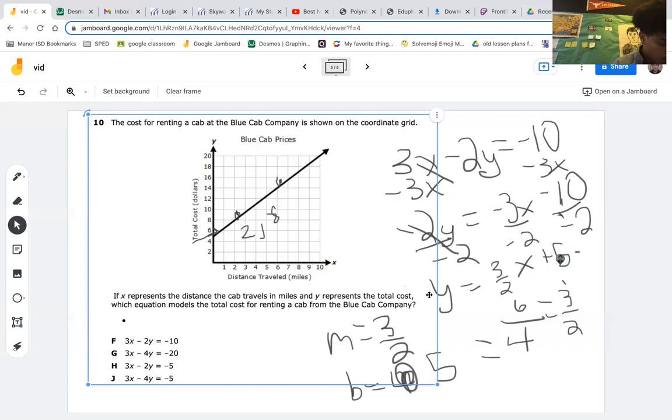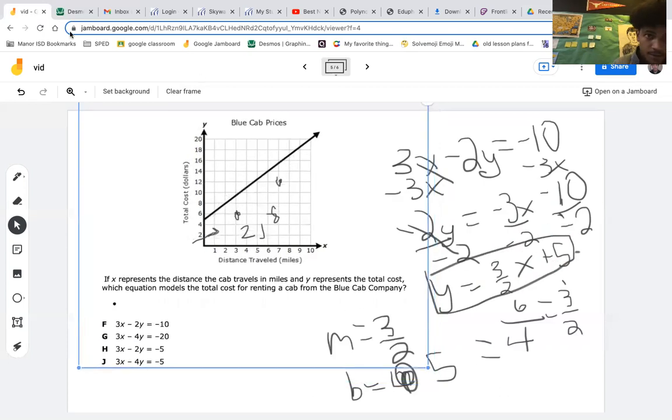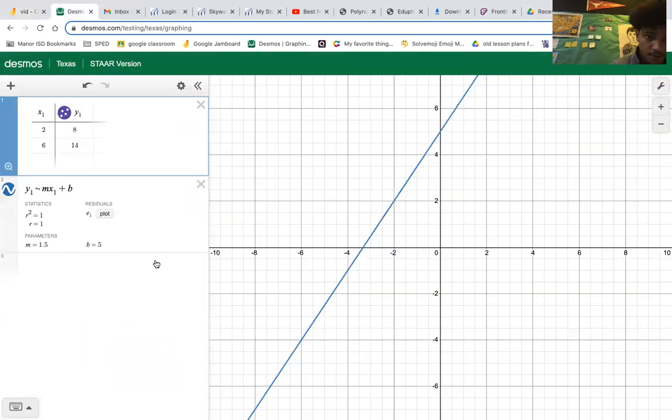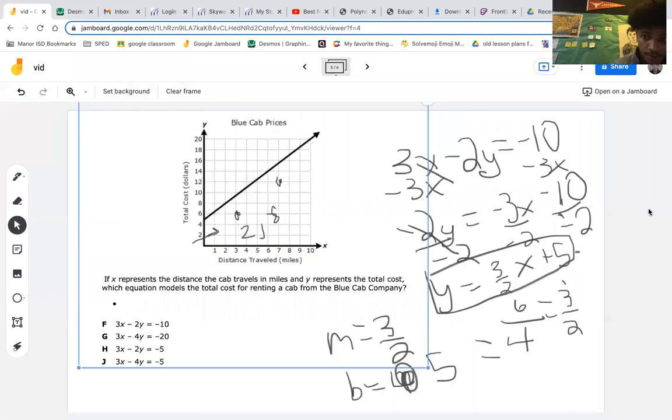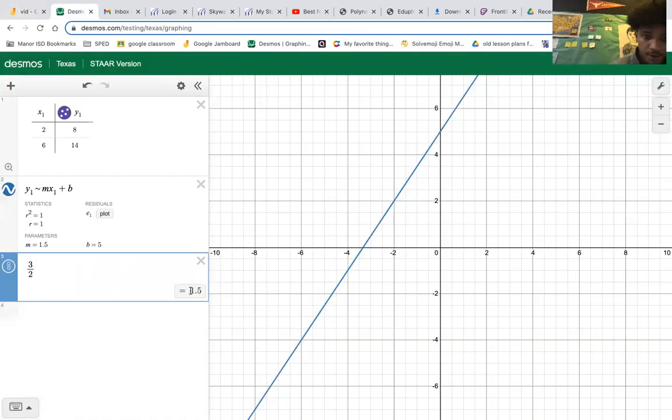And what do you know? We have our answer. This 3 over 2x has the right slope because 3 divided by 2 is 1.5, so that's the right slope. And then the y-intercept is also 5, which is what it's supposed to be, because our calculator said b equals 5. So the answer choice is going to be F.